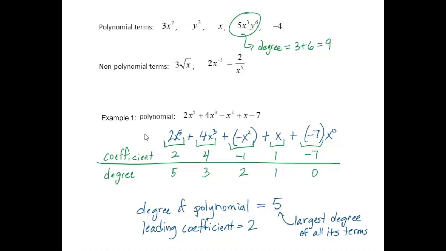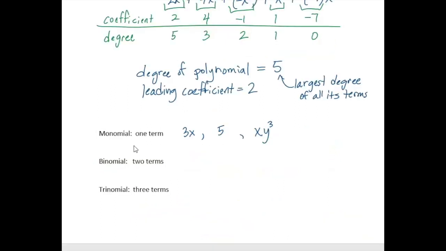We have special names for polynomials that have just one term, or two terms, or three terms. A monomial is a polynomial with one term. So 3x, or just a constant term like 5, or a term with multiple variables. But notice there's no addition or subtraction. A term only has multiplication. So each of these is an example of a monomial.